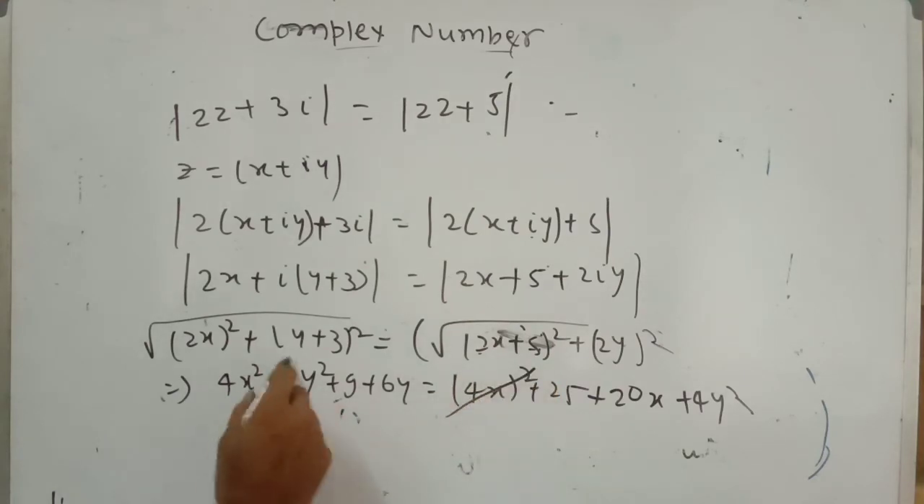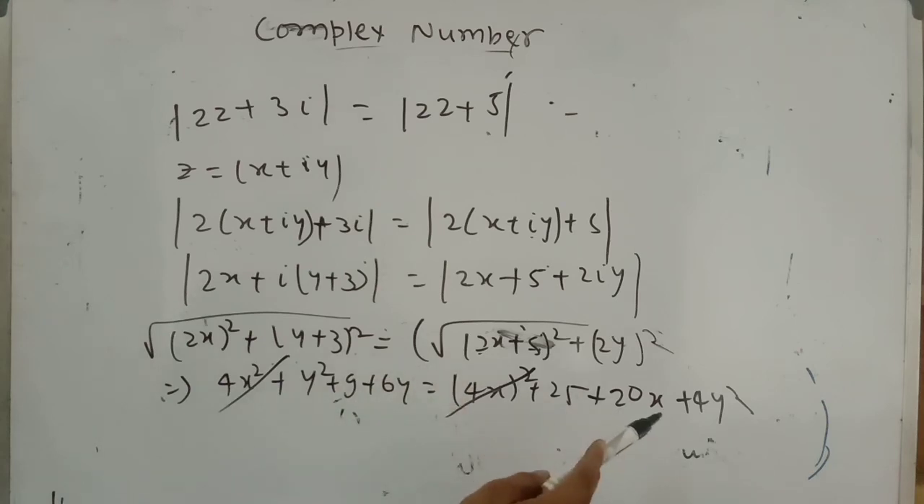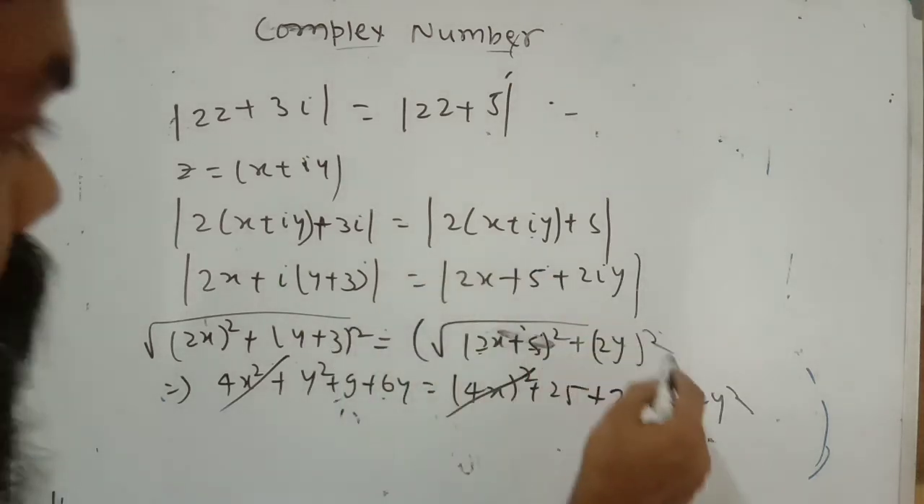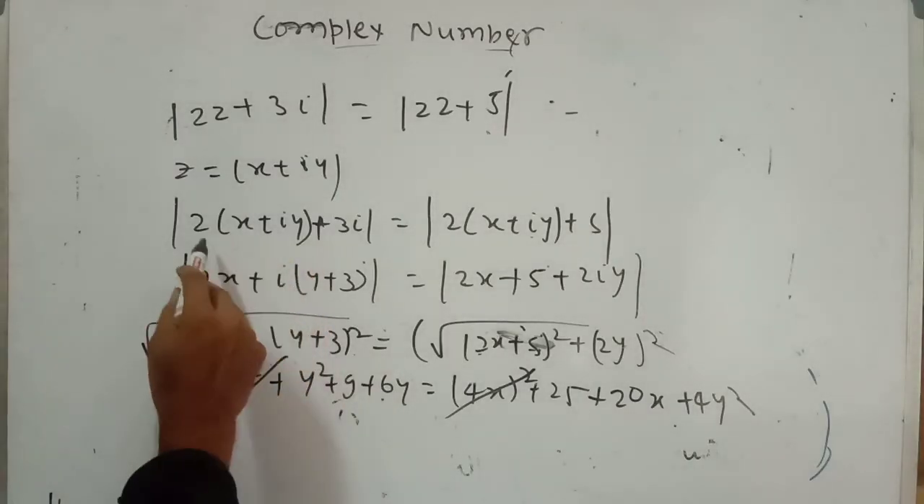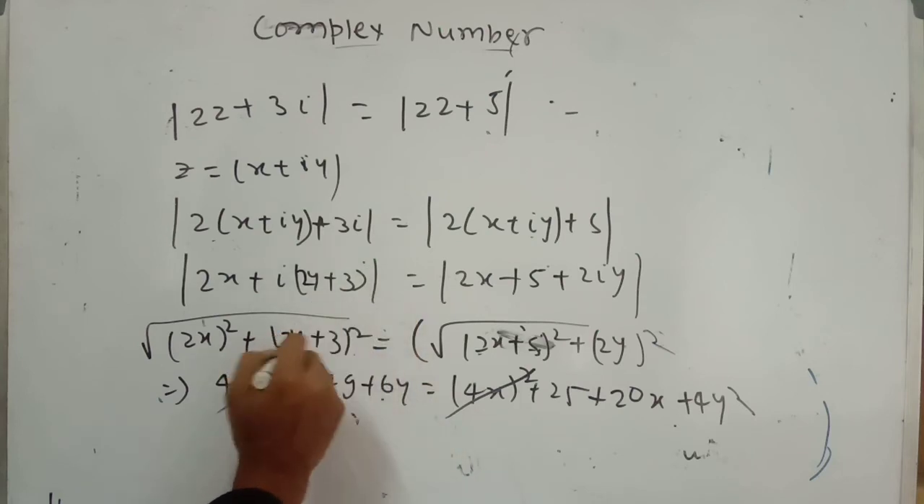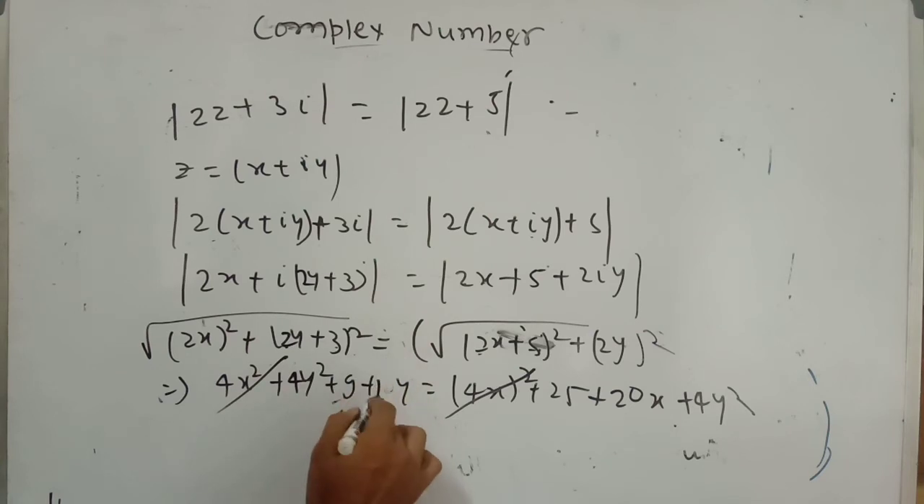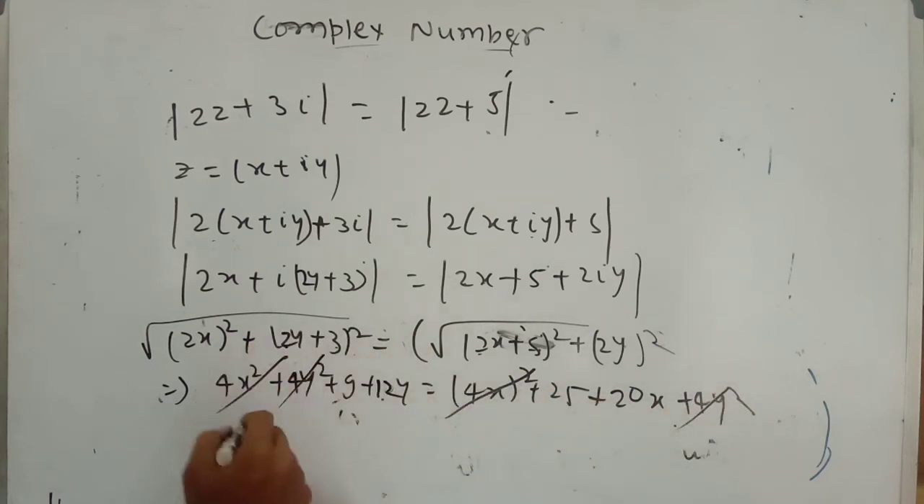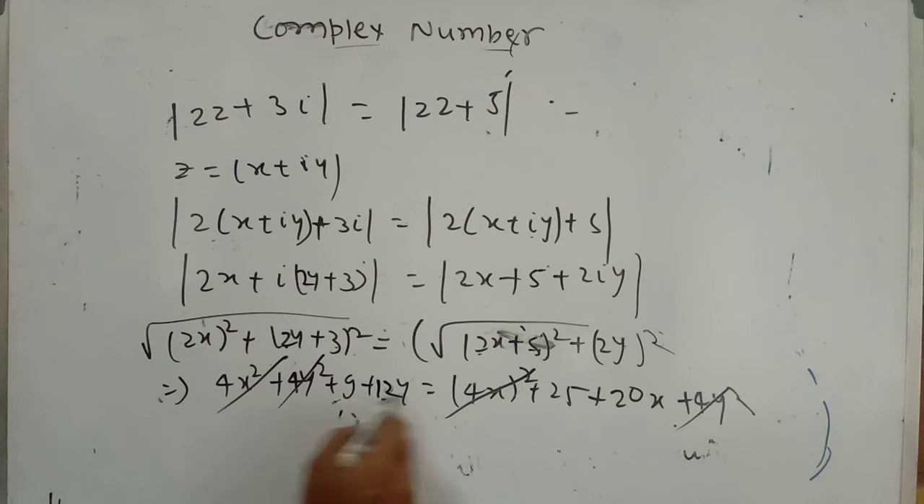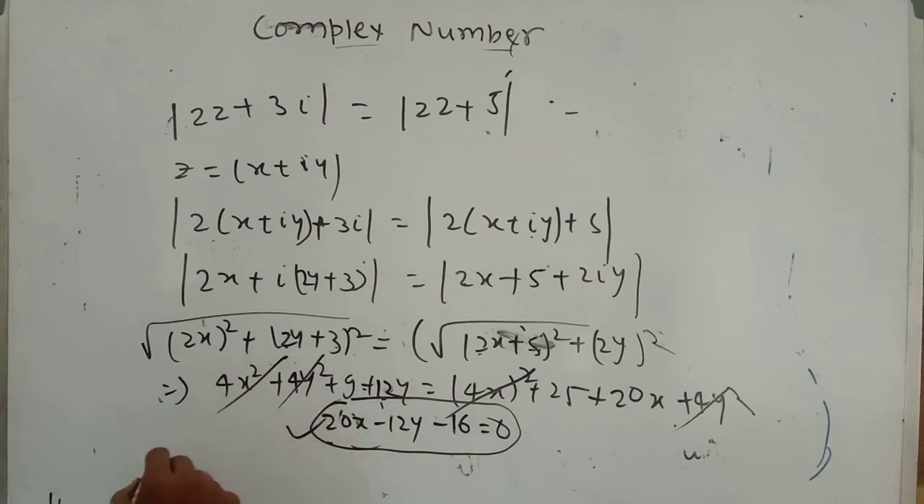After that, 4x square cancels and 4y square also cancels. So here it becomes 20x minus 12y plus 25 minus 9, which is 16, equal to 0. So it becomes a straight line equation.